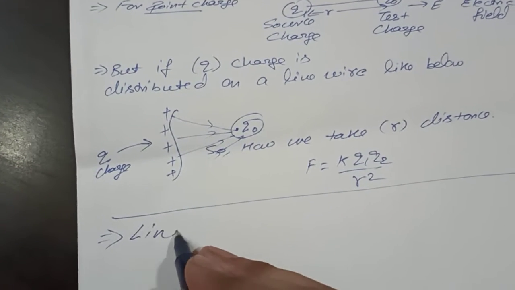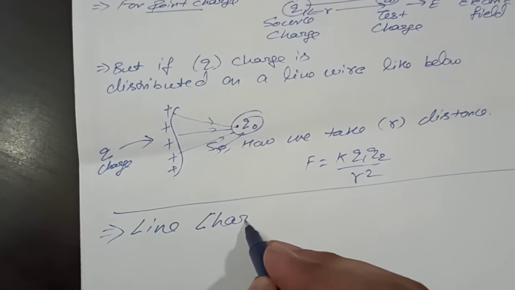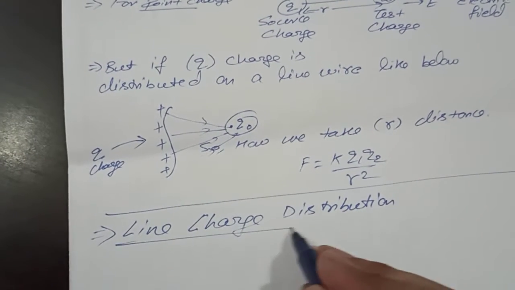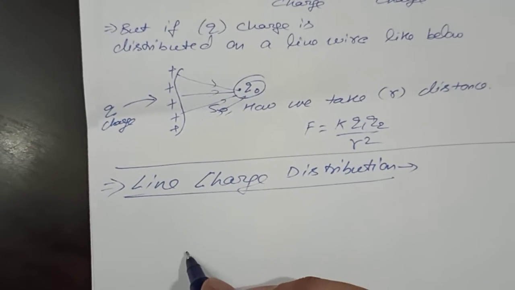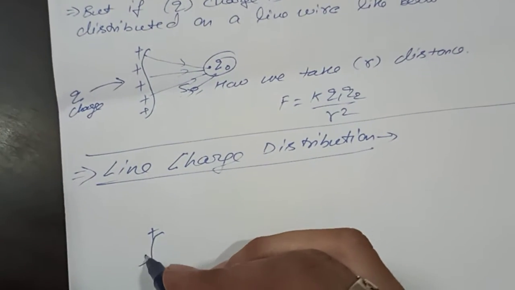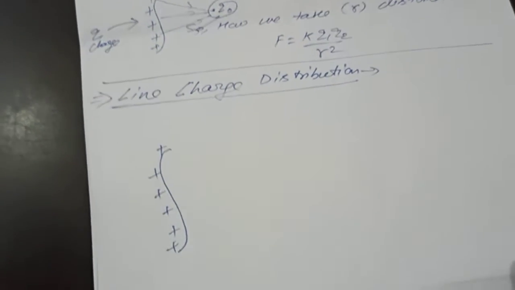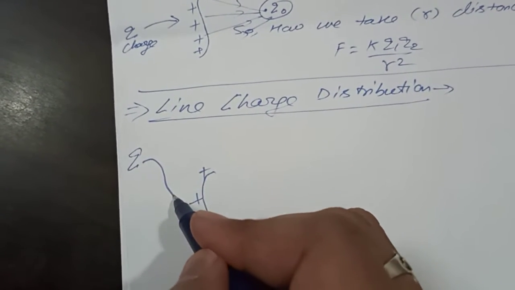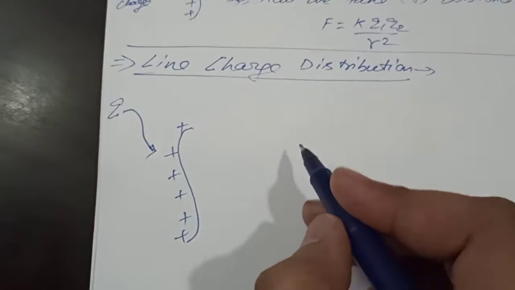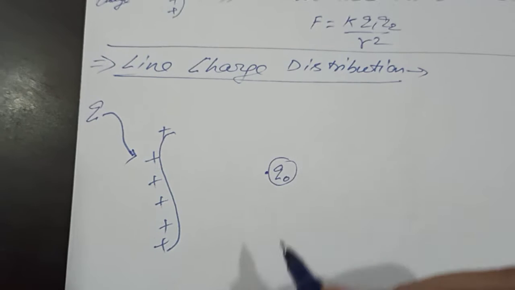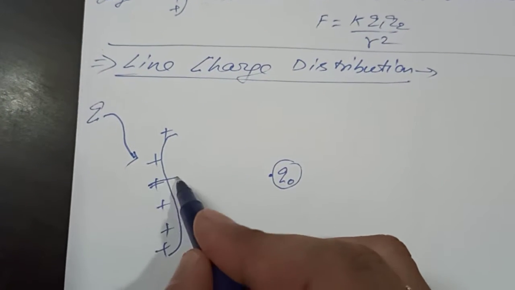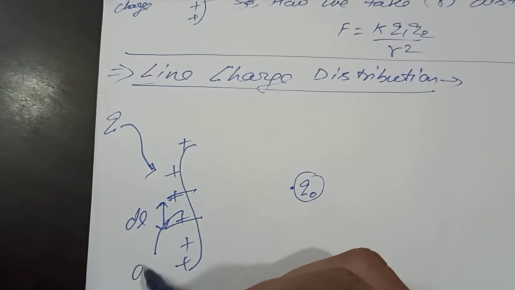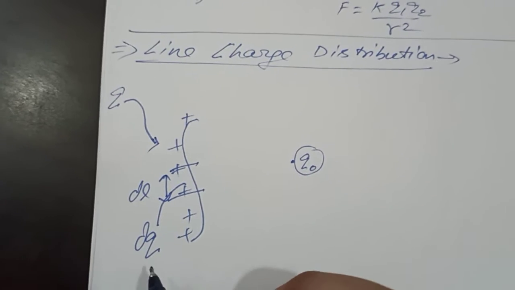First of all, the concept of line charge distribution. Line charge distribution says that whenever a certain amount of charge is distributed over a line wire of any length, let Q amount of charge be distributed on this whole wire, and here a test charge Q0. First of all we will assume a certain small length dl, on which a very small elemental charge dq is situated.